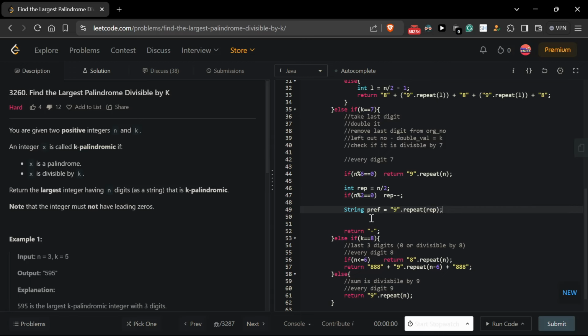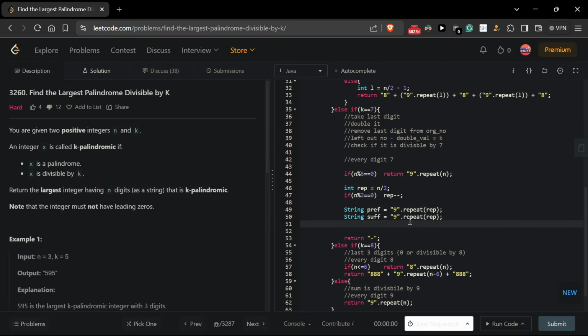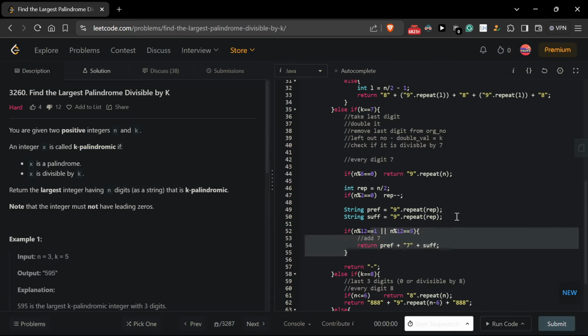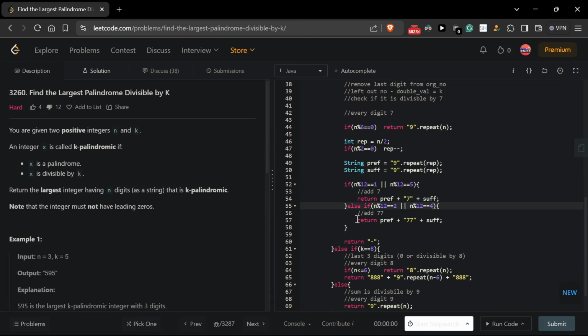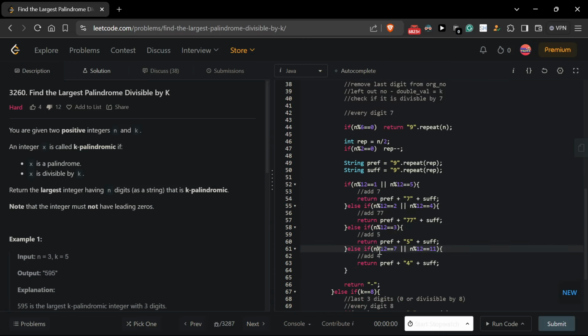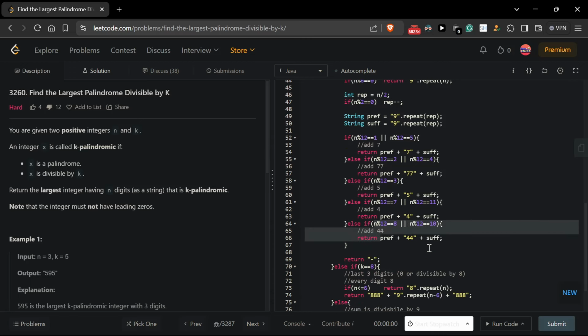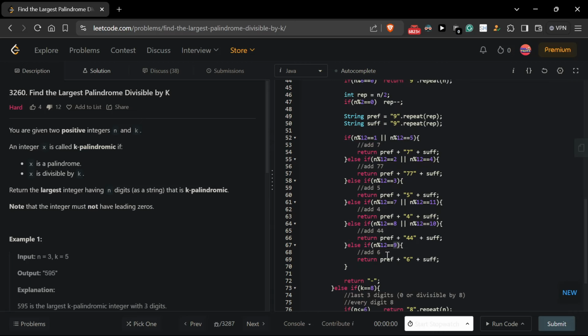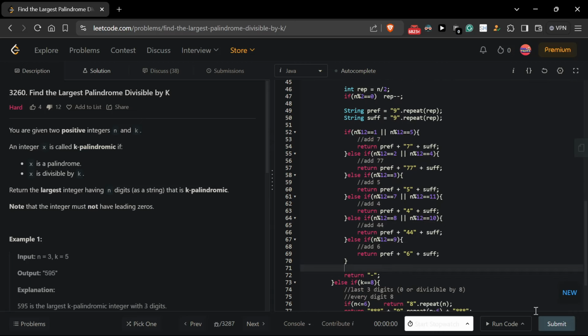So we have to add a prefix and suffix. We have to repeat 9 some number of times. Then we look at the remainder. If it is 1 or 5, add 7. If 2 or 4, add 77. If it is 3, add 5. If it is 7 or 11, add 4. If it is 8 or 10, add 44. If it is 9, add 6. That's it. Let's submit this.